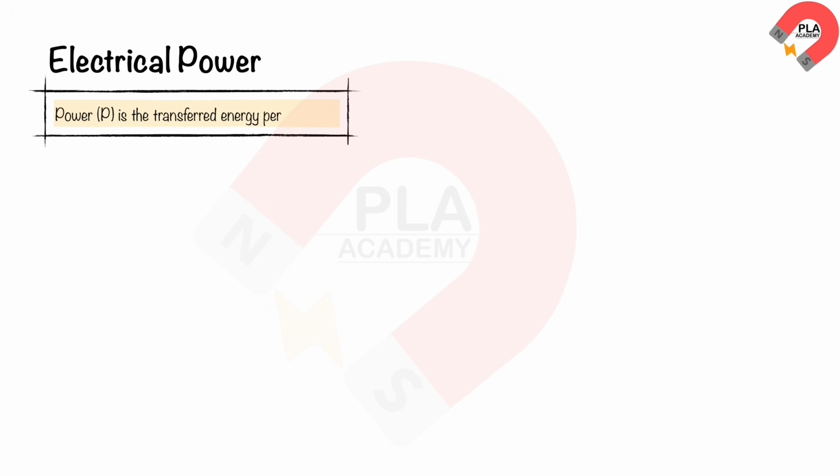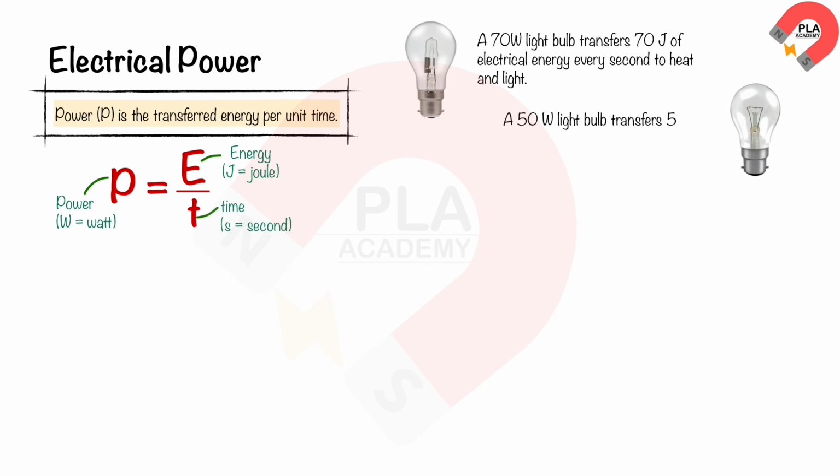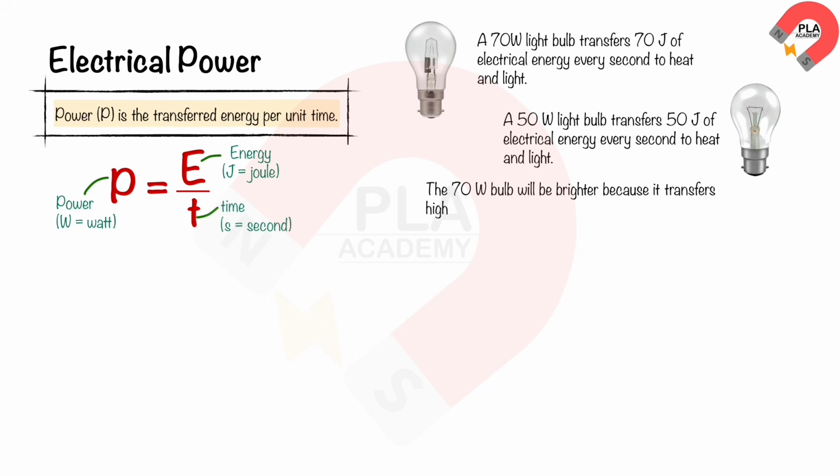Electrical power. Electrical power is the energy transferred per unit time. We can write the equation as P equals E over T, where P is the power in watts, E is the transferred energy in joules, and T is the time in seconds. A 70 watt light bulb transfers 70 joules of electrical energy every second to heat and light. A 50 watt light bulb transfers 50 joules of electrical energy every second to heat and light. The 70 watt bulb will be brighter because it transfers more electrical energy every second.